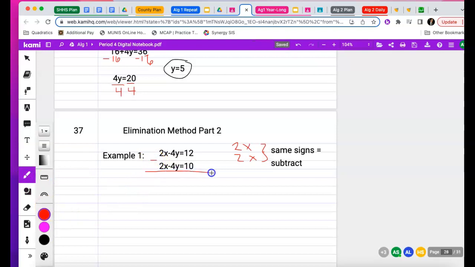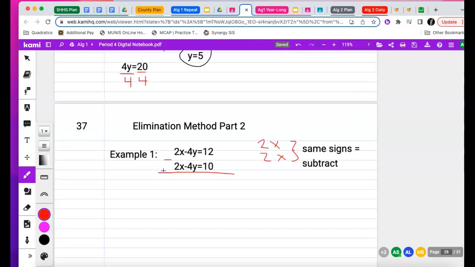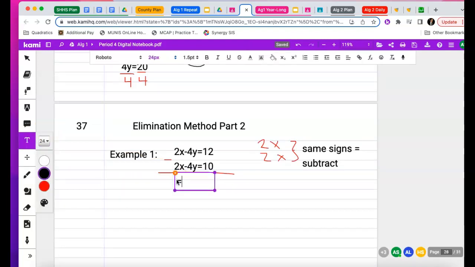So I'm going to put my minus sign, draw my line. So 2x minus 2x gives me 0. 4y minus 4y gives me another 0. And then 12 minus 10 gives me 2. So I have 0 plus 0 is equal to 2. So I'm left with 0 is equal to 2. Well, that is a false statement, which means there is no solution.